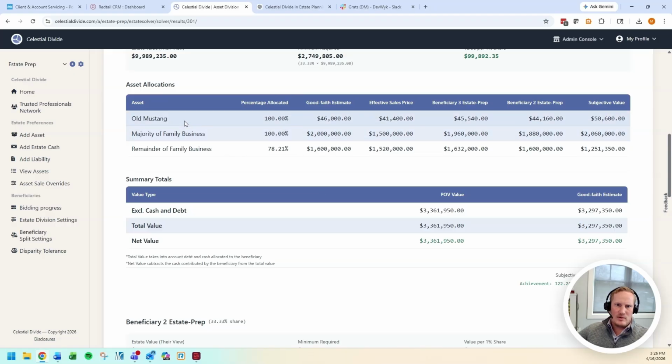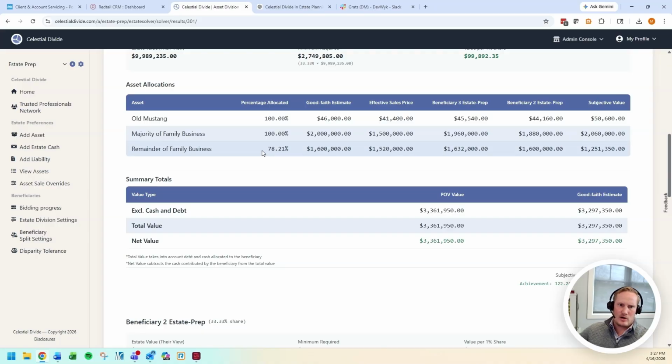Here you can see what they've been assigned. This is the name of the asset, the percent allocated. It's going to be 100% in some of those large real property pieces, but can be percentages if it is a divisible asset, such as a limited partner interest in a family business or something of that nature. Sometimes we recommend that the majority of the business be wrapped up into one piece that isn't divisible so that people are able to bid on the larger share of things.